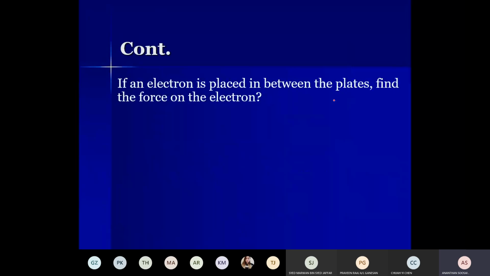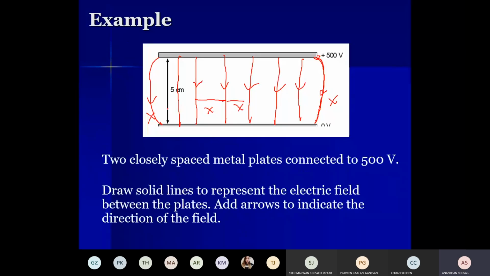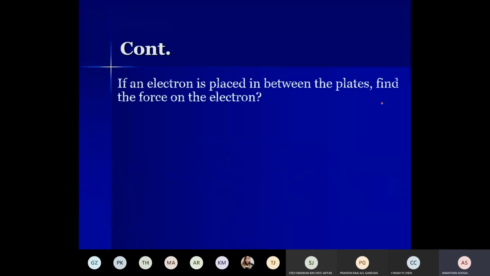Okay, so continue with the earlier one. The voltage given is 500 volt and the plates are separated by 5 cm. We're using this data. If an electron is placed between the plates, find the force on the electron. So what is the force on the electron?